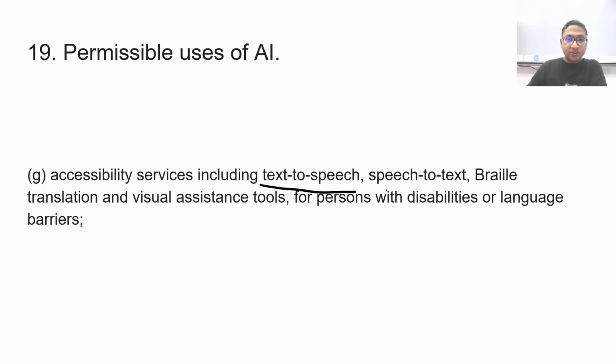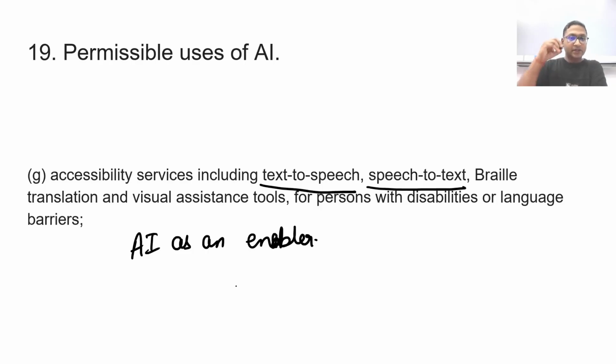Accessibility services including text to speech, speech to text, braille translation, and visual assistance tools for persons with disabilities or language barriers. Now in this case we see AI as an enabler. But we should be careful that AI should not make so many mistakes that we would be forced to say that not having this was better than having this. So even though all these are permissible uses of AI, what I'm trying to emphasize is that none of these tasks is computationally easy, even for AI. It depends on a lot of context and the kind of training data set. So tasks are mentioned, but none of this is easy.